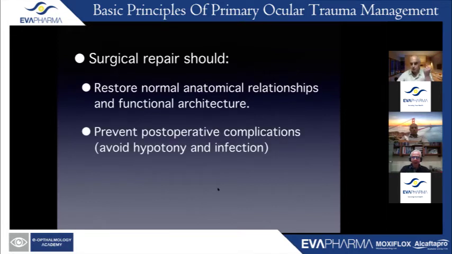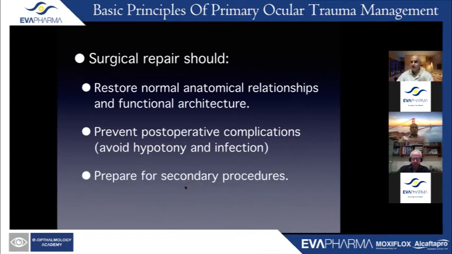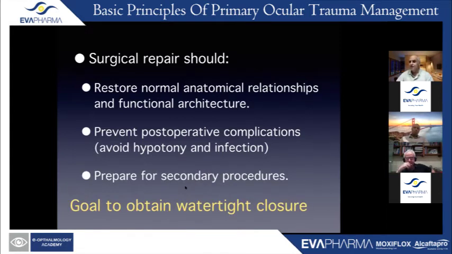You should restore normal anatomical relationships and functional architecture, prevent post-operative complications like avoiding hypotony by proper closure, avoiding infection, and preparing for secondary procedure if needed.